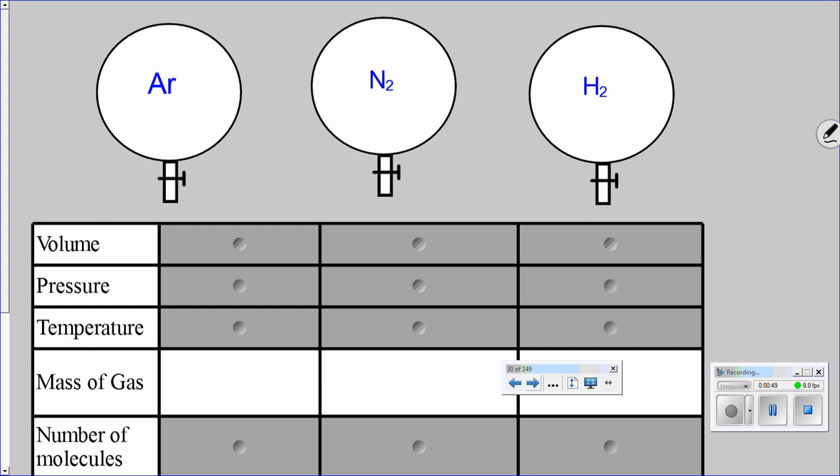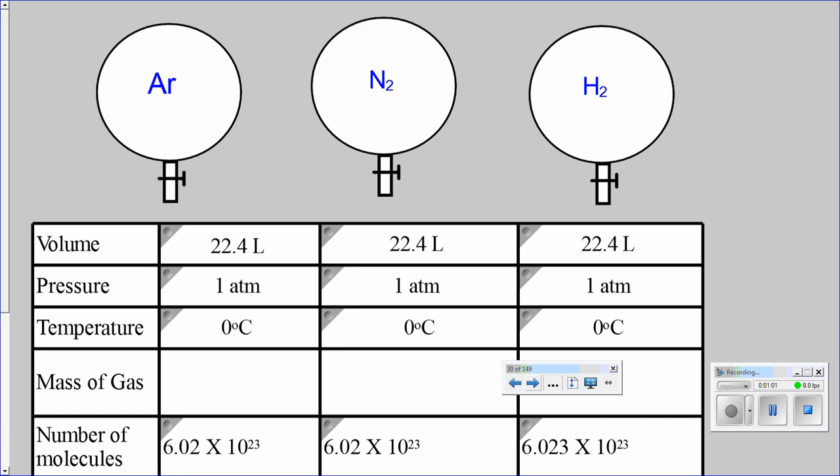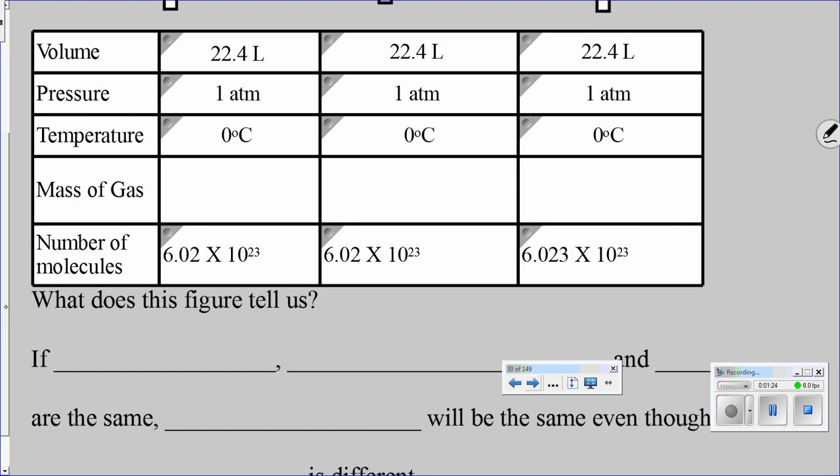If I have these 3 separate containers here that I keep at these same conditions, in a container that's the same size, and I have the same amount in each one of them. So in each of these containers, imagine I had a mole of the gas in question, and I kept them at standard temperature and pressure, which is 1 atmosphere of pressure and 0 degrees Celsius, in a container that has a size of 22.4 liters. What I actually find out that's kind of interesting is that the masses of these gases don't actually matter.